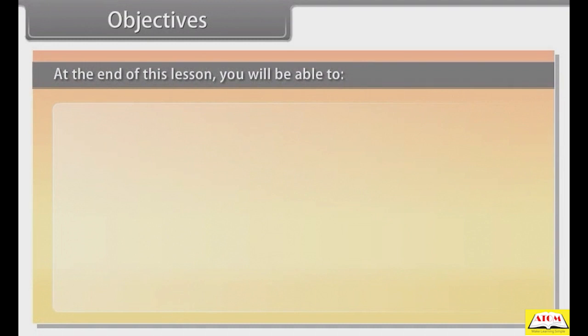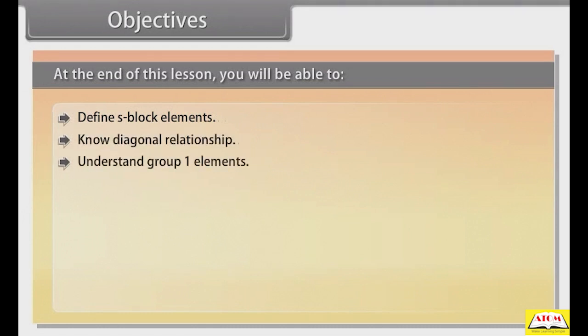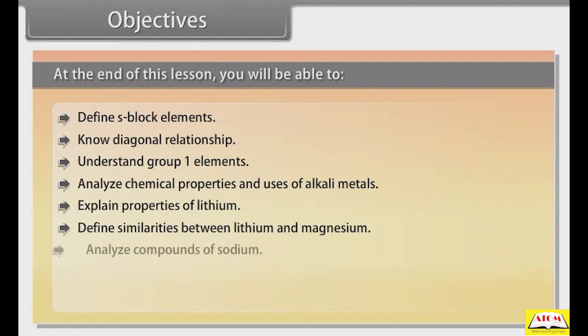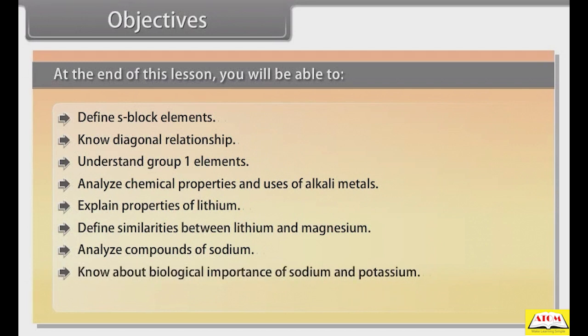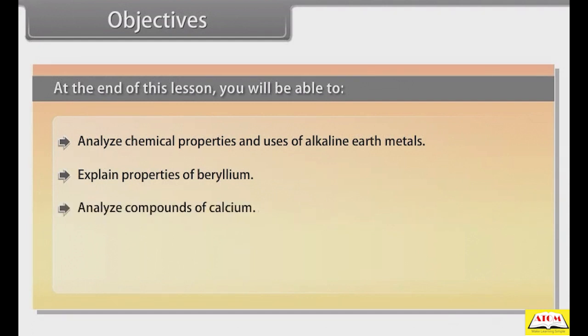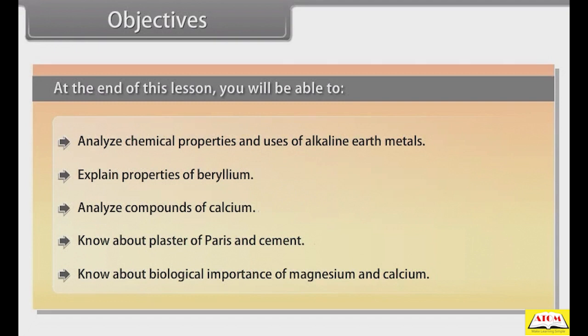At the end of this lesson, you will be able to define S block elements, know diagonal relationship, understand group 1 elements, analyze chemical properties and uses of alkali metals, explain properties of lithium, define similarities between lithium and magnesium, analyze compounds of sodium, know about biological importance of sodium and potassium, understand group 2 elements, analyze chemical properties and uses of alkaline earth metals, explain properties of beryllium, analyze compounds of calcium, know about plaster of Paris and cement, know about biological importance of magnesium and calcium.